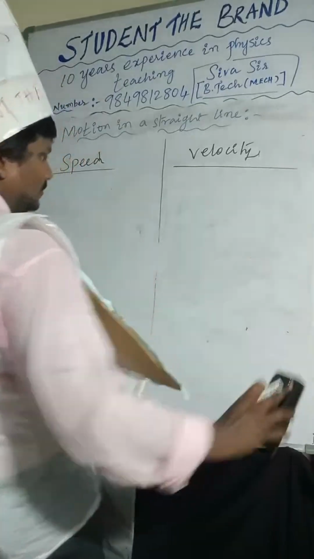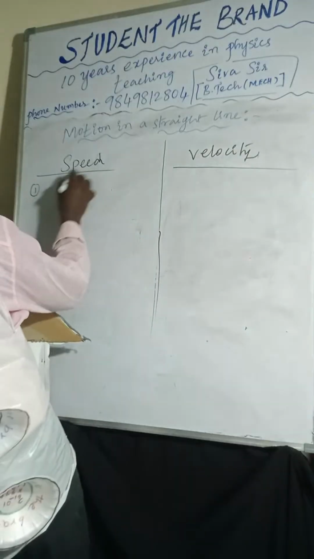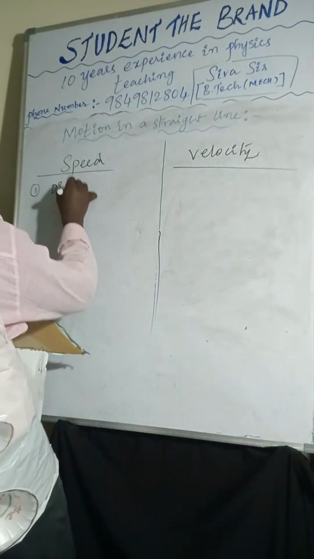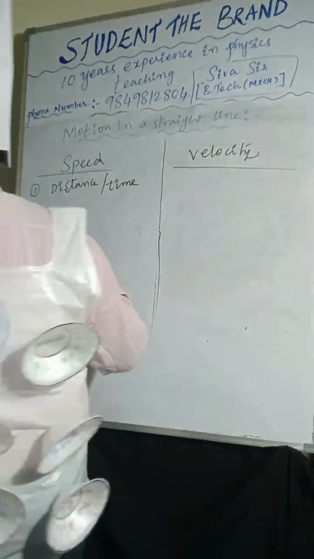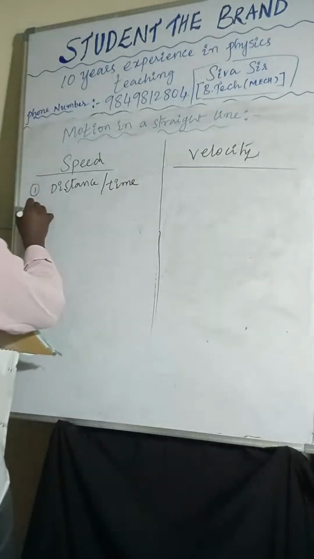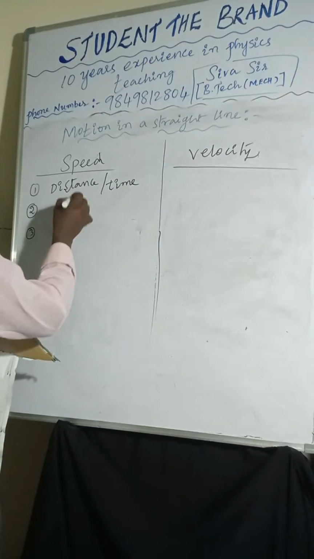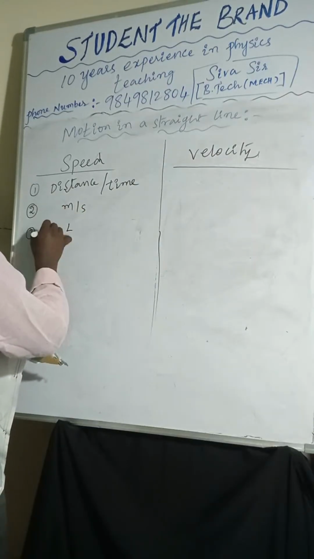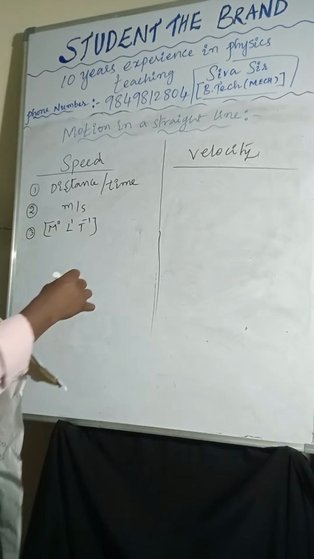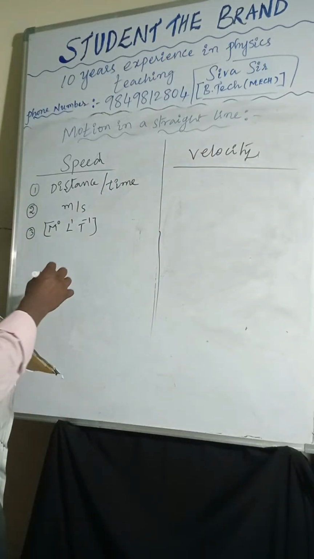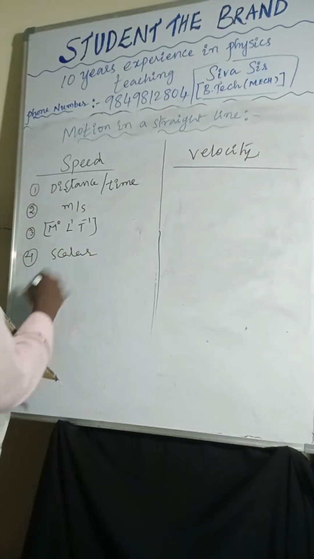So here you can see, speed equals distance by time taken, that is, total distance by time. Second, the SI unit of speed is meter per second. Third, the dimension formula is M power 0, L power 1, T power minus 1. I covered dimensions, units and measurements in another class, so you can join at that time. Fourth, speed is a scalar quantity.